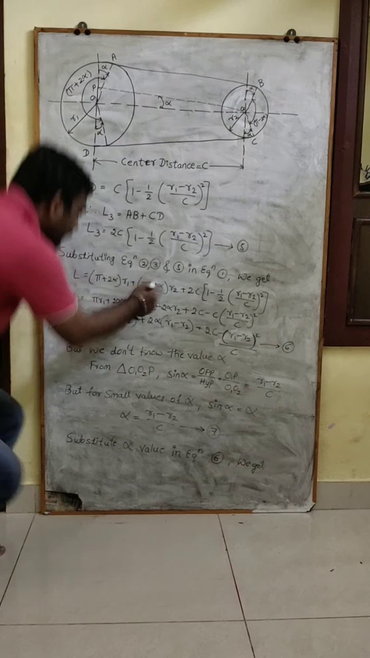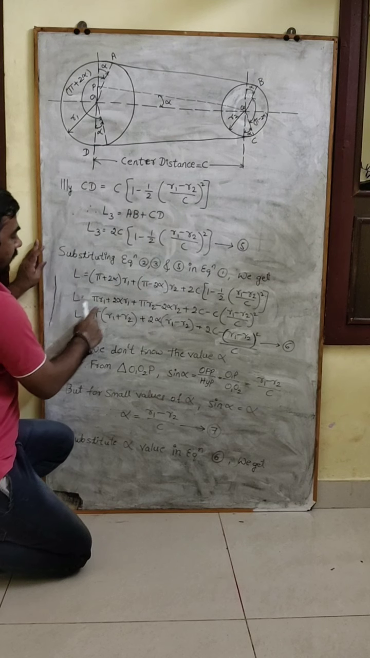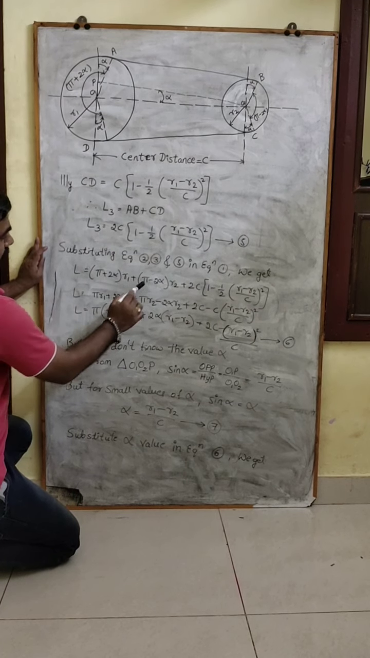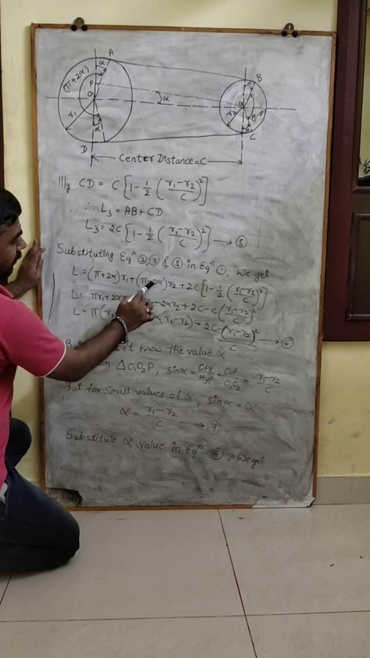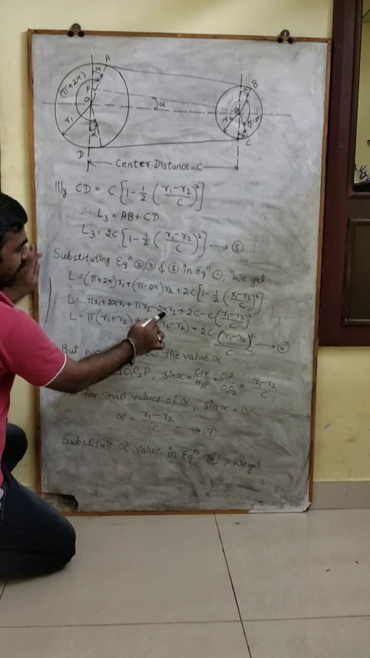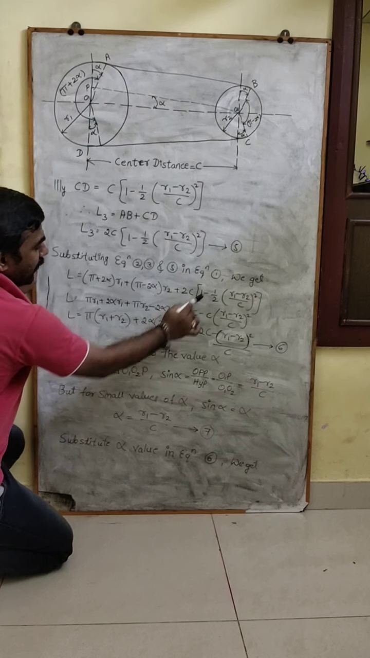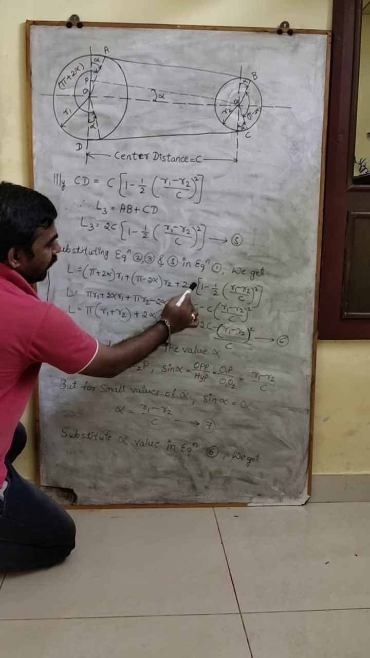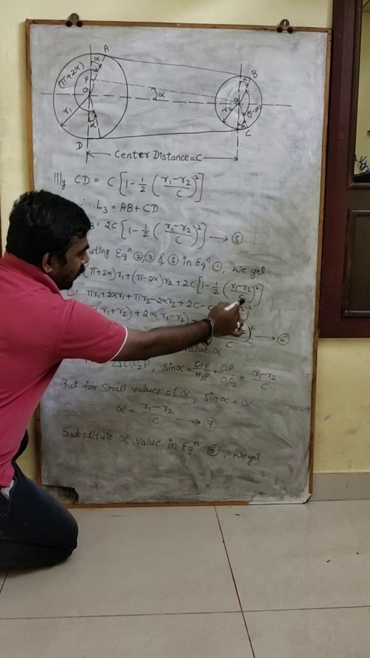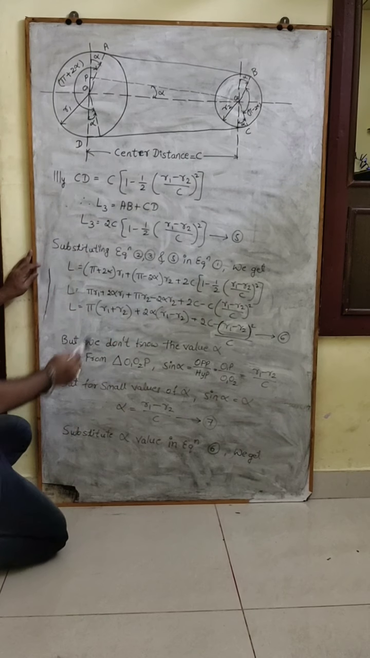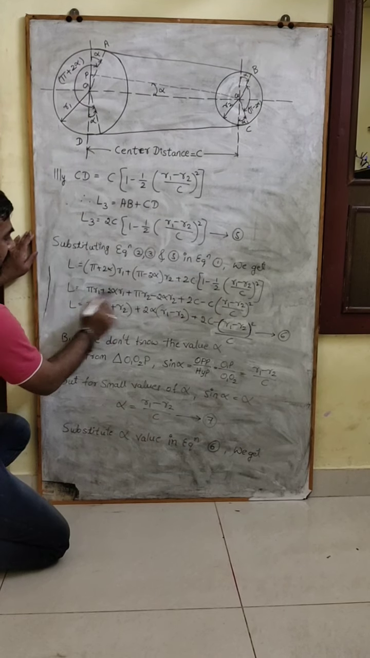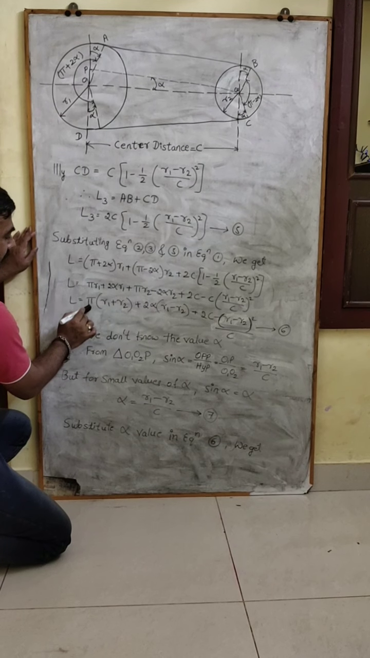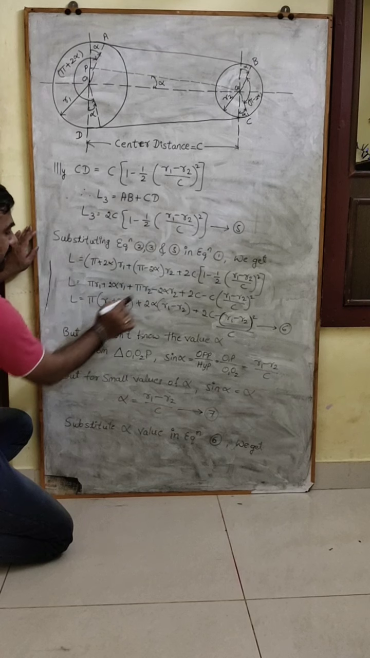Now just simplify this equation: pi into R1, pi R1; 2 alpha into R1, 2 alpha R1; pi into R2, pi R2; minus 2 alpha into R2, 2 alpha R2; plus 2C into 1, 2C; and multiply 2C into this term. The 2 gets cancelled, and we get C into (R1 minus R2 by C) whole square. Among pi R1 and pi R2, pi is the common term, so I'll take pi outside, and we are left with R1 plus R2.